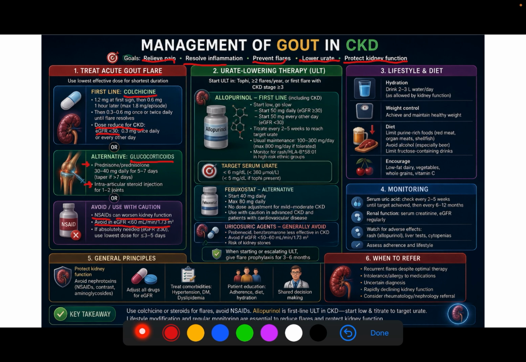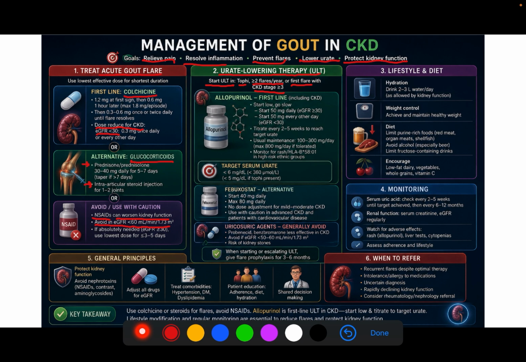And we have the second drug, that is urate lowering therapy. We have to start it when there are tophi, or more than two flares per year, or a first flare with CKD stage greater than or equal to stage 3.